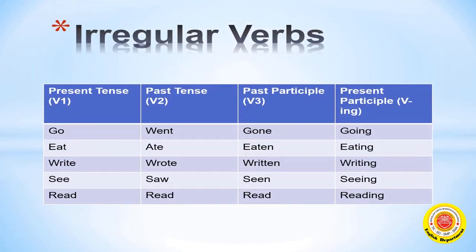Irregular verbs. Look at the words carefully. The past tense and the past participle of the verbs changed. They are called irregular verbs. You see this? Present tense verb 1, past tense verb 2, past participle verb 3, and present participle verb ing. Go, went, gone, going. Eat, ate, eaten, eating. Write, wrote, written, writing. See, saw, seen, seeing. Read, read, read, reading.